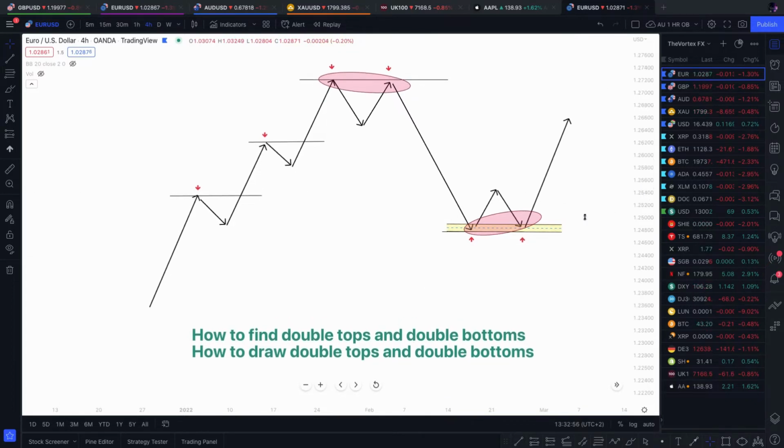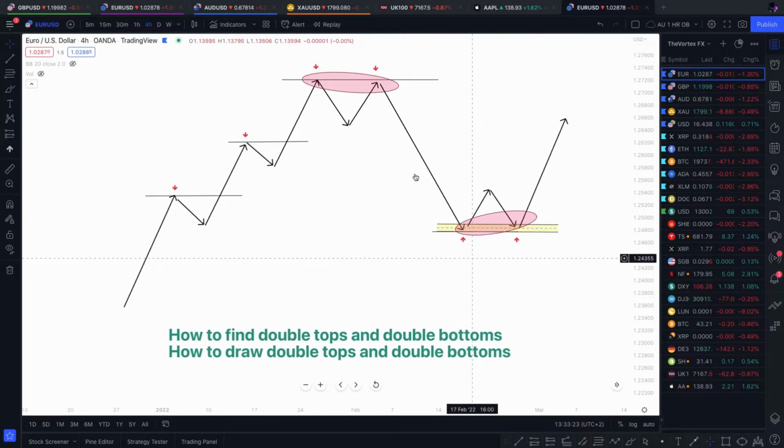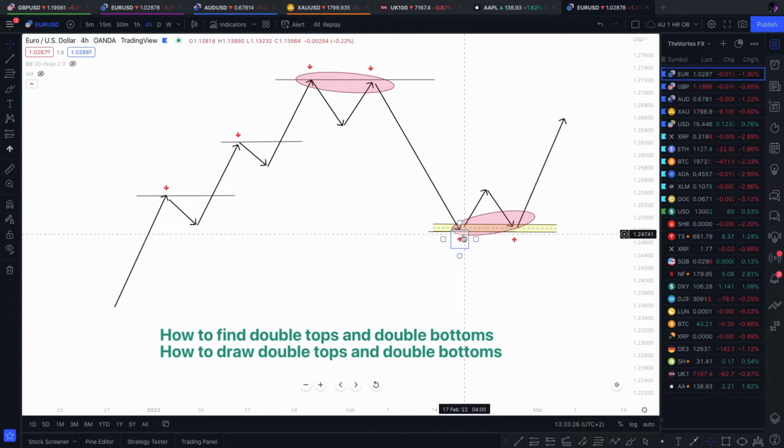So how do we find them? Well, as discussed in the previous two videos, double tops and double bottoms are reversal patterns, right? They occur at the end of a move. So for example, this is a bullish trend. We have made higher highs and higher lows. And we see the double top forming at the very end of this trend. Price then reverses and tanks, heads down, right? Just like here, this is a bearish trend, right? And at the end of the trend, we see a double bottom forming.